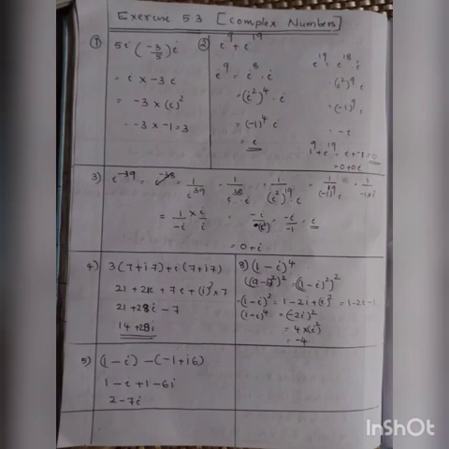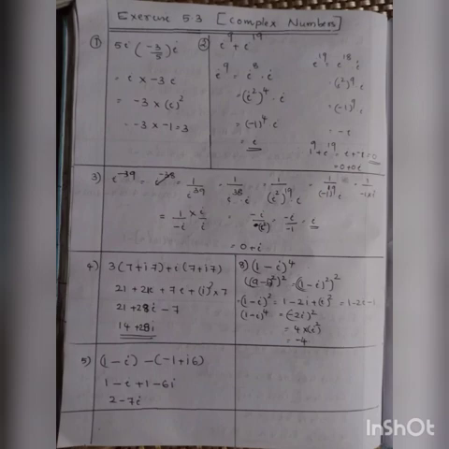Similarly, what is 1 minus I the whole square? 1 square minus 2 into 1 into I plus I square. Okay, children. So 1 minus 2I plus I square. I square, what is the value? Negative 1. So 1 minus 1 will be cancelling. Minus 2I will be remaining. Again, minus 2I the whole square.